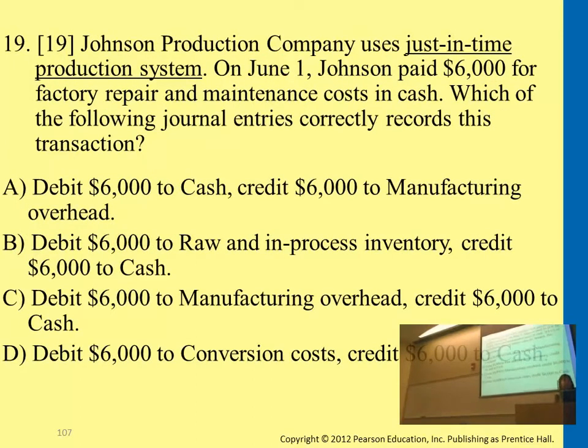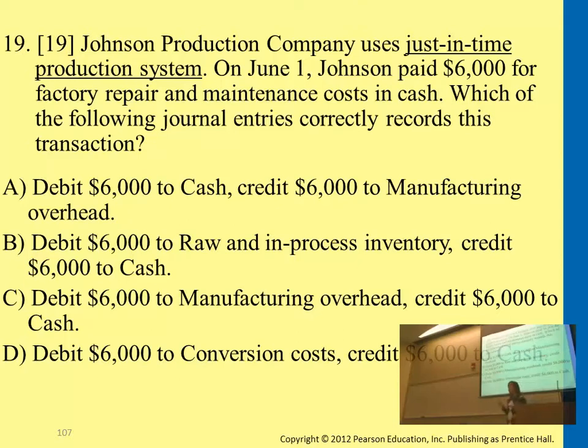This company uses a JIT system, and how would you journalize paying $6,000 for repair and maintenance cost by cash? So first of all, you already know one side of the accounts, cash. If we want to pay something, reducing cash, we need to debit or credit cash. Credit cash. So the only question left is, what do we debit?